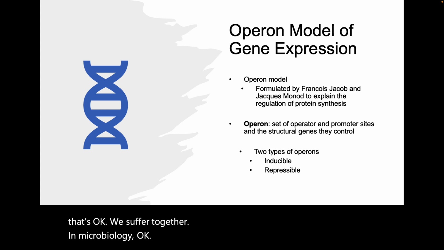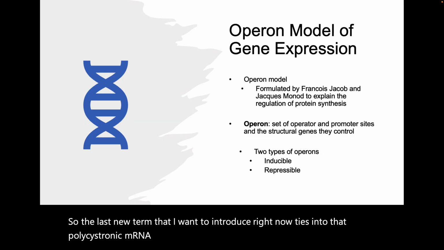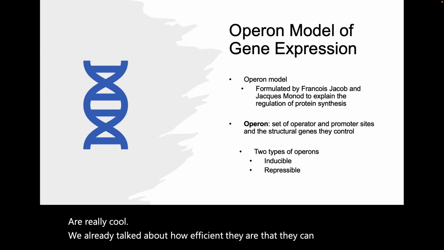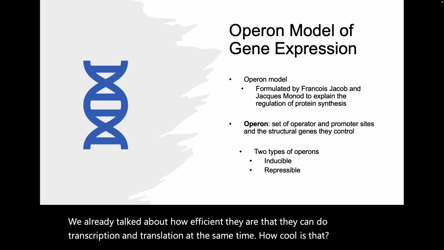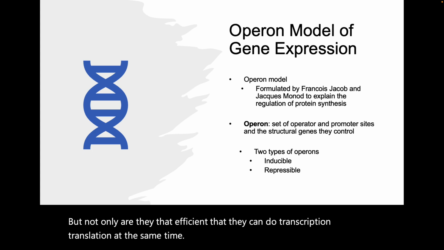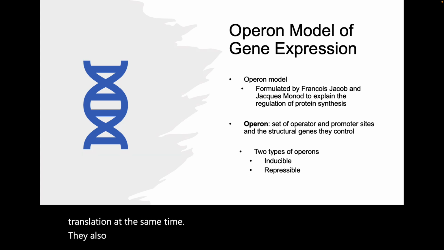So the last new term that I want to introduce right now ties into that polycistronic mRNA thing that I brought up a little earlier. Bacteria are really cool. We already talked about how efficient they are, that they can do transcription and translation at the same time. How cool is that? But not only are they that efficient that they can do transcription and translation at the same time, they also have really well organized genomes. Not for every gene, but for many.